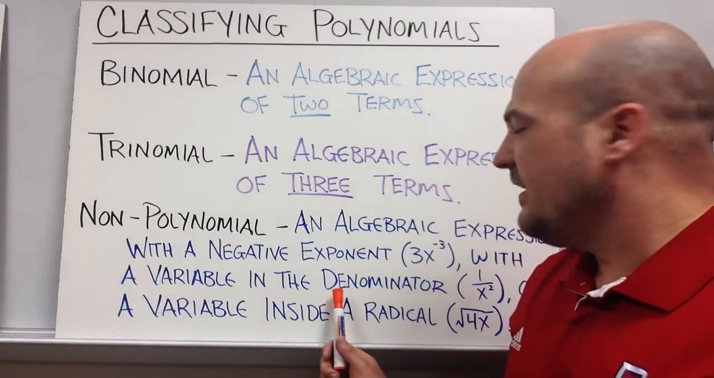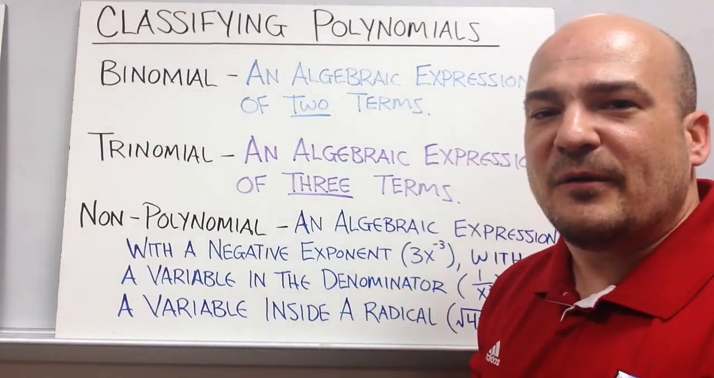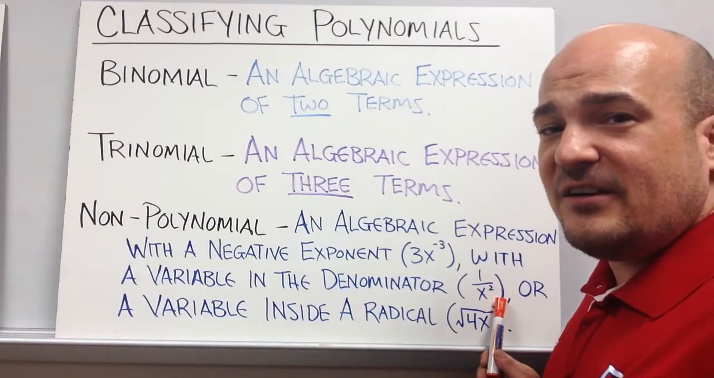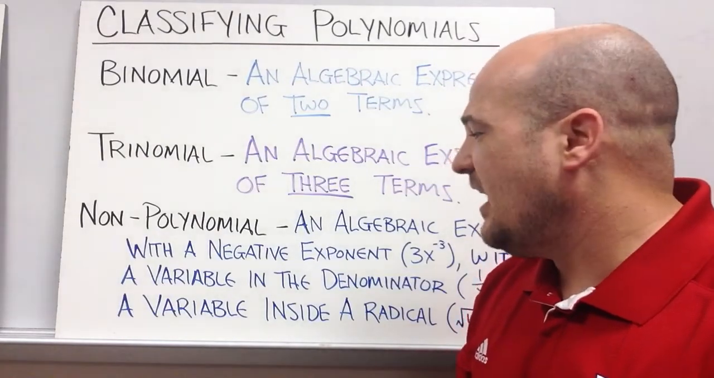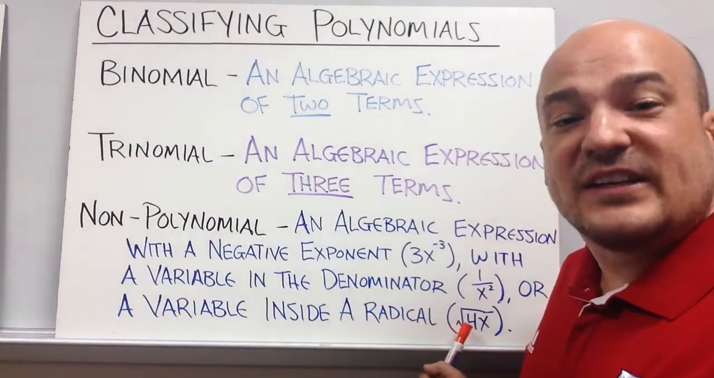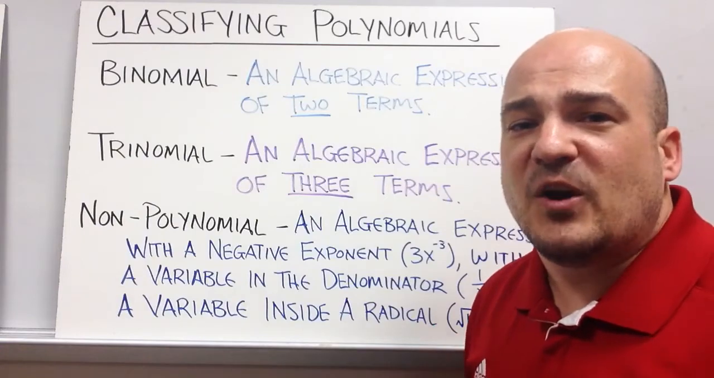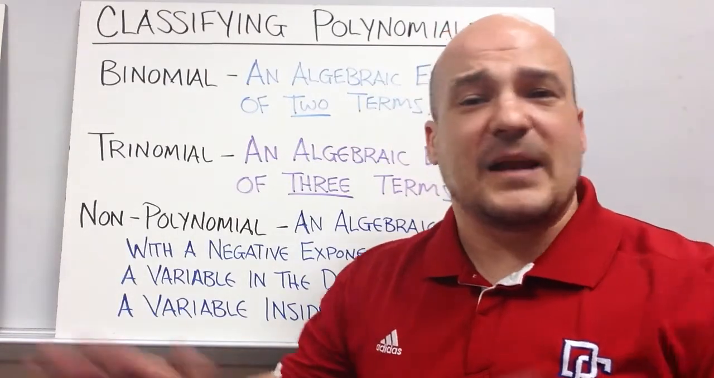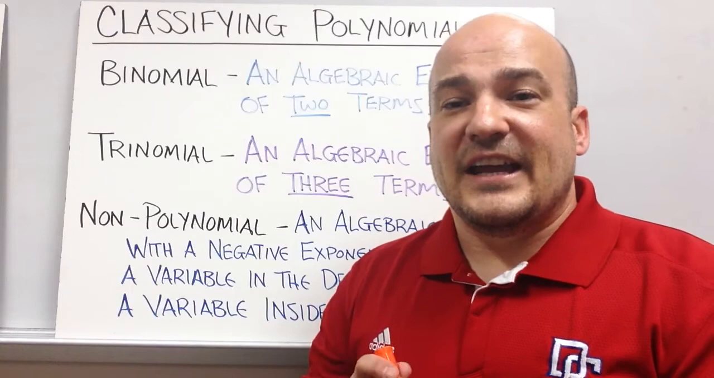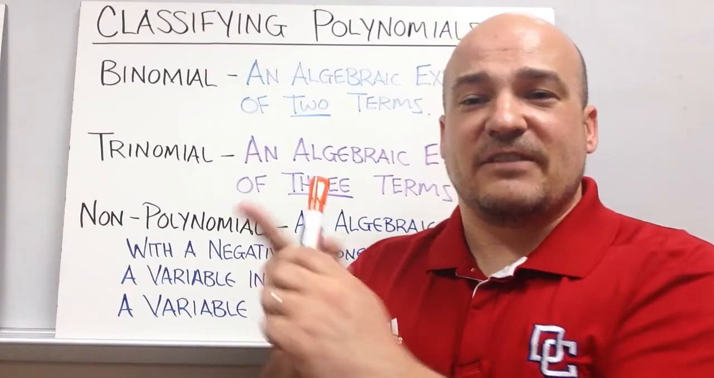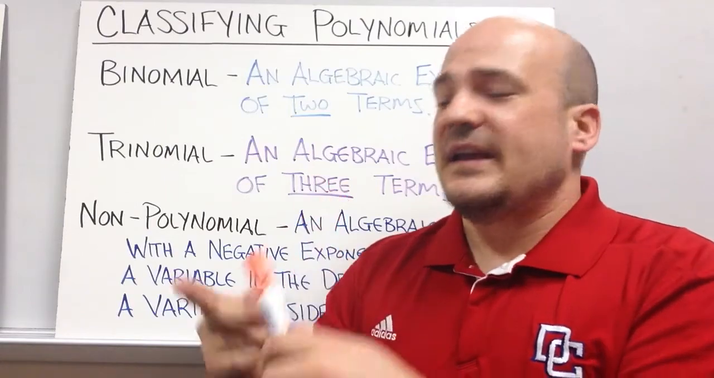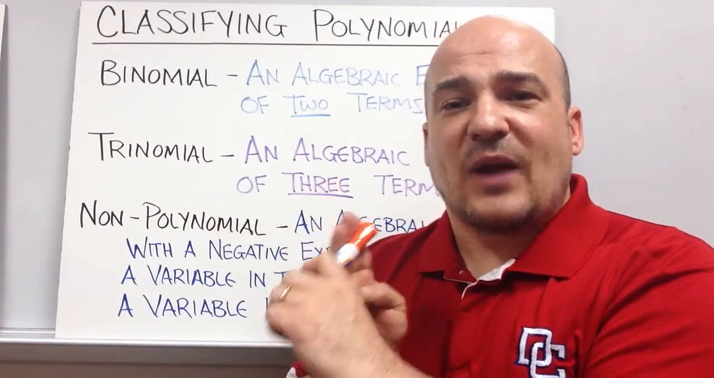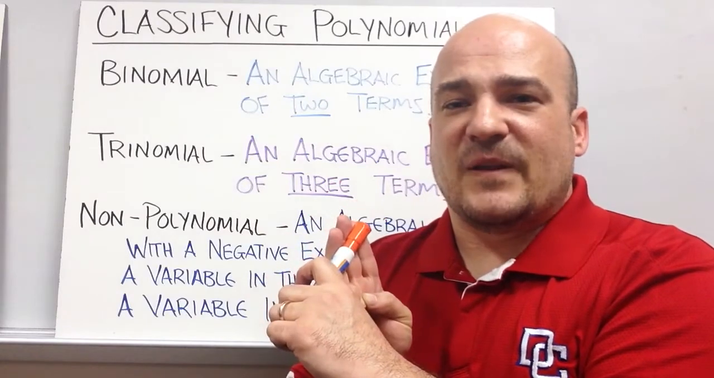Also, if the variable is in the denominator, then it is not a polynomial. For example, 1 over x squared. The variable x is down in the denominator, so that is not a polynomial. And finally, if the variable is inside a radical, like the square root of 4x, that's not a polynomial. We don't count that as a term. So it's not a monomial, not a binomial, not a polynomial, it's a non-polynomial. Again, the three times it's not a polynomial: if there's a negative exponent, if the variable is in the denominator, or if the variable is under a radical, like a square root.